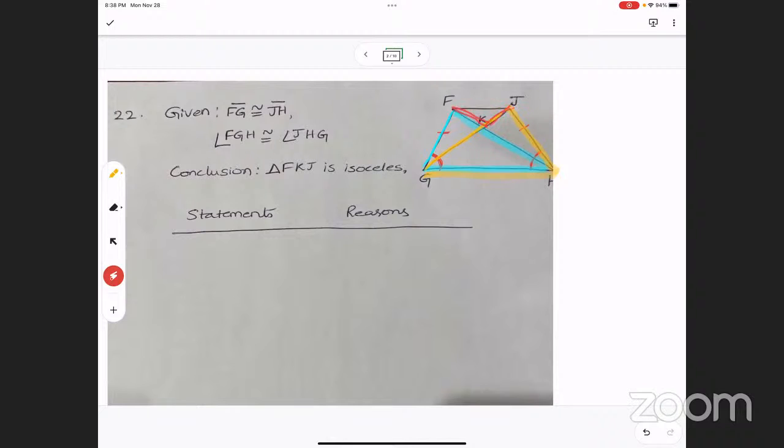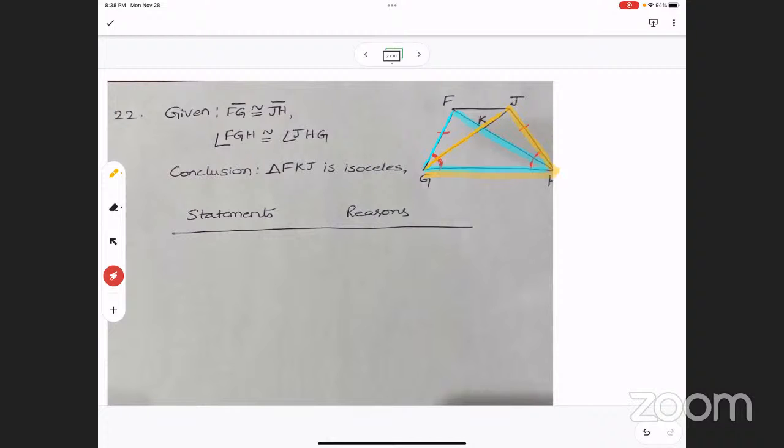Yeah, they want me to show that this is isosceles. So I want these angles. Let's see, do we know what kind of triangle these are? Is this a scalene triangle? Well, did they tell us that these were parallel or no? They didn't say this is a parallelogram. No. Okay, so we can't maybe assume that.